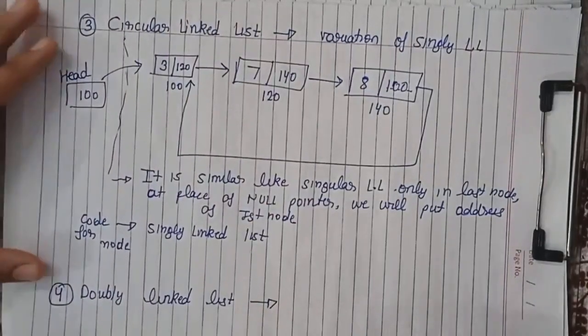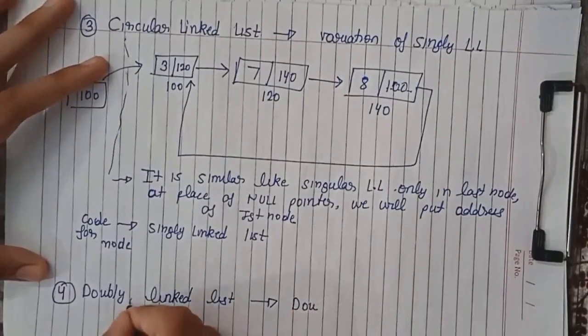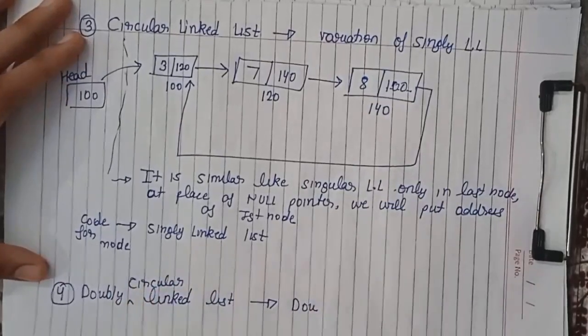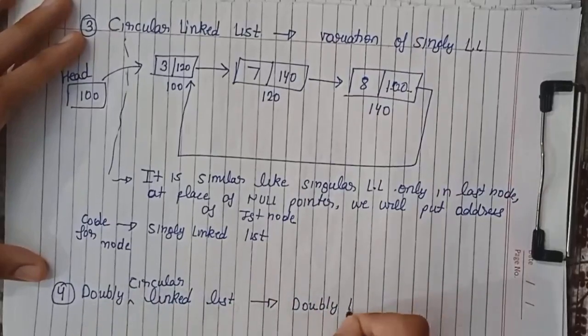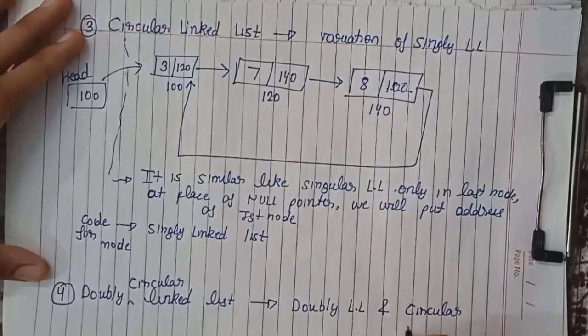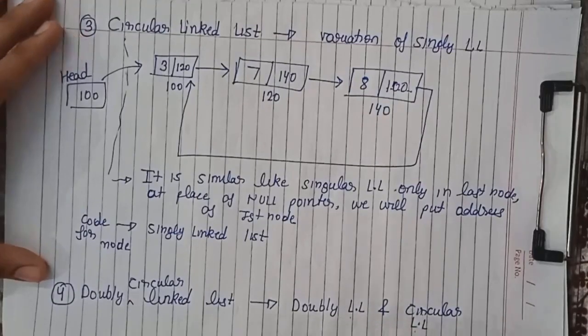So I can say that the doubly circular linked list is a combo of doubly linked list and circular linked list, or I can say it is a combination of doubly linked list and circular linked list. So it has the properties of both doubly linked list and circular linked list.